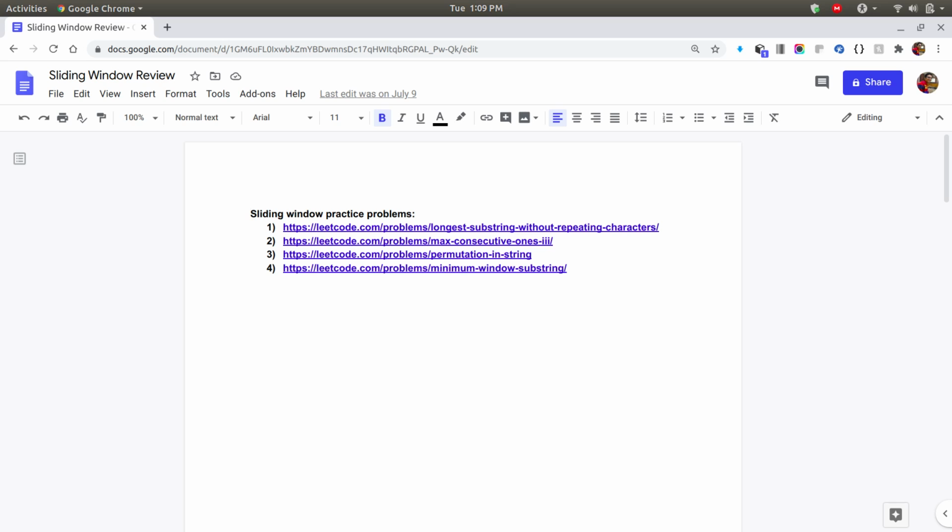So with this we end this video. Also here the sliding window, this subject is completed. I hope now you can understand at least 70 to 80% of the problems and are able to identify the patterns from the sliding window.